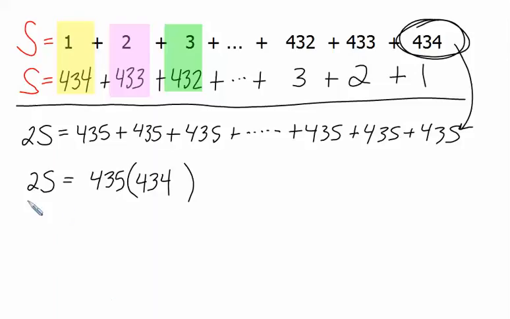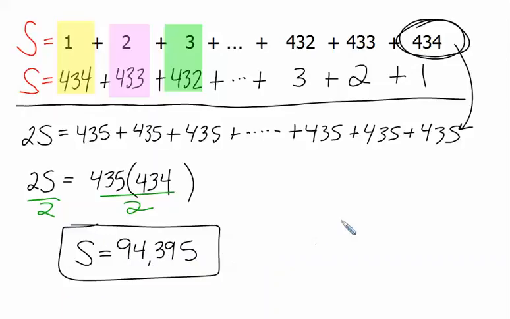Don't forget we want S by itself, so we need to divide by 2 on each side. And we can just type it into our calculator then, and we will have the sum. So we're going to go with 435 times 434 divided by 2, 94,395. Perfect. Well done. So that's what we did with the Gauss problem, adding up consecutive numbers. There's our answer, and at that point we would be good to go.